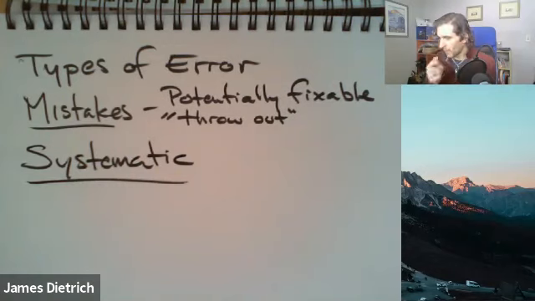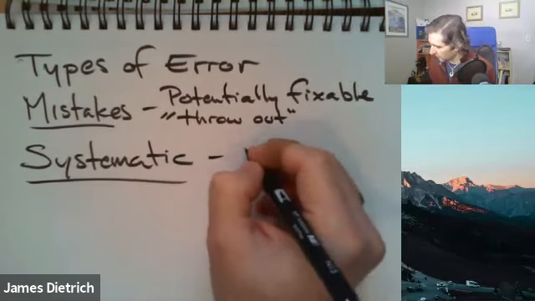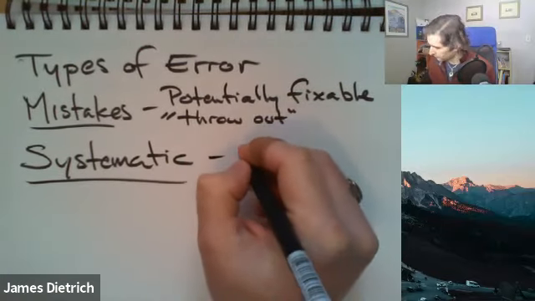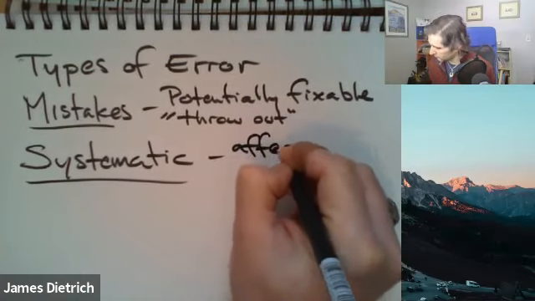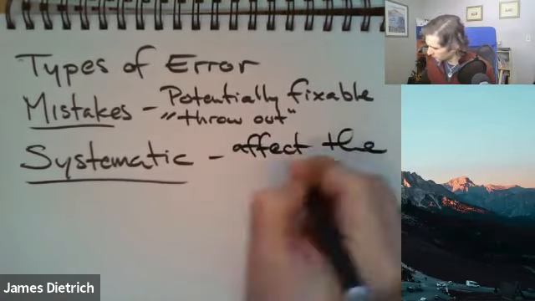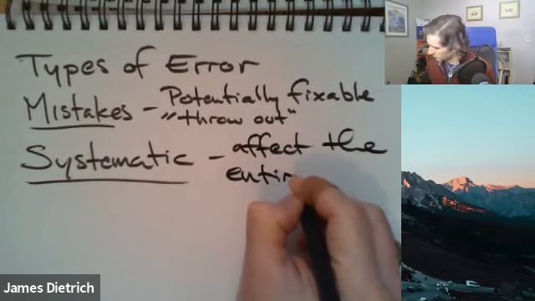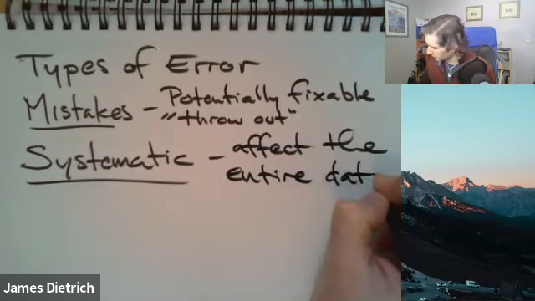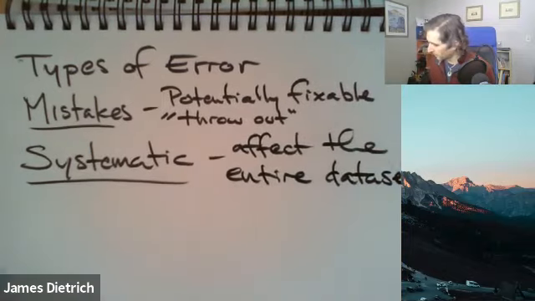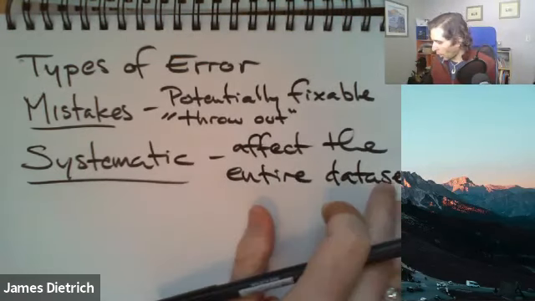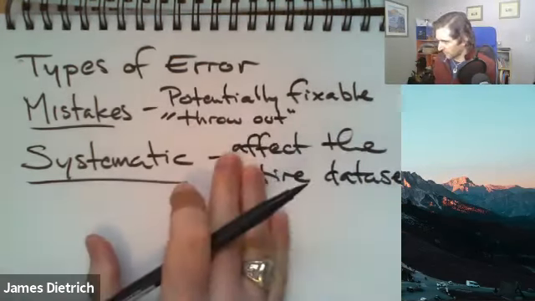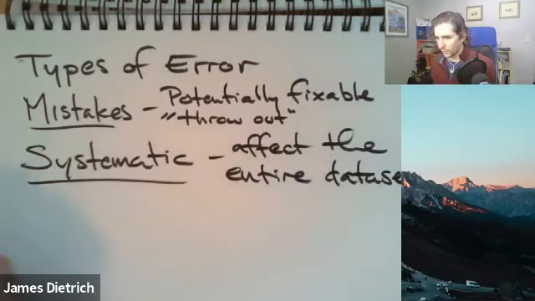The second type of error that we see in data sets are what we call systematic errors. These affect the entire data set. And there are ways that you can recognize this and correct for it.